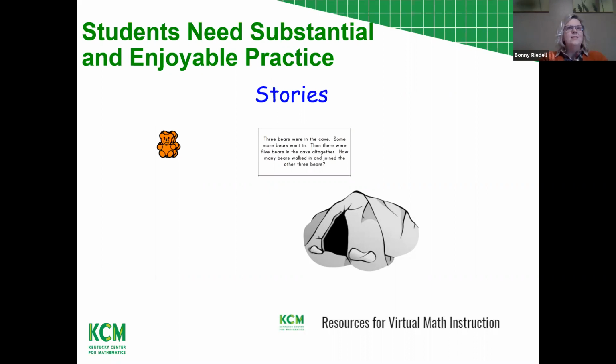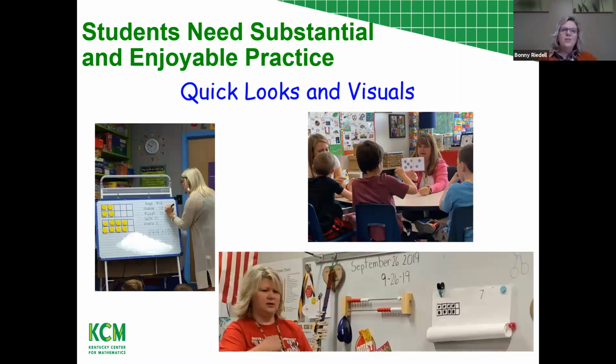So after stories, another great thing to use are quick looks and visuals. And these are some of my Western Kentucky teacher friends. And visuals provide students with the opportunity to see the mathematics and build connections between what they know and the facts they're trying to learn. So those patterns can be applied across mathematics and build a solid foundation that extends even beyond just the basic math facts.